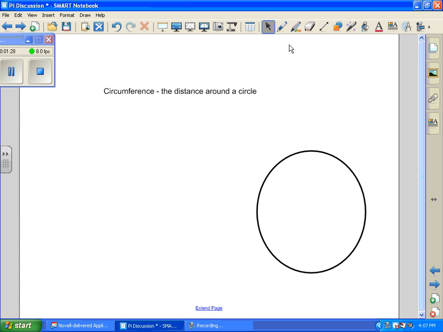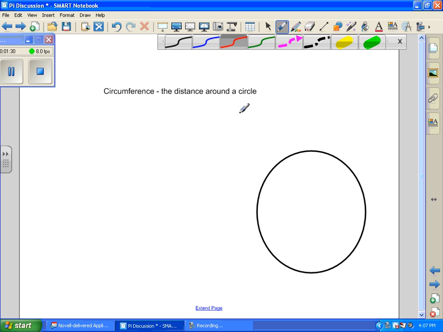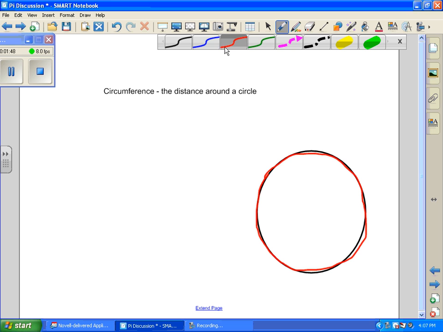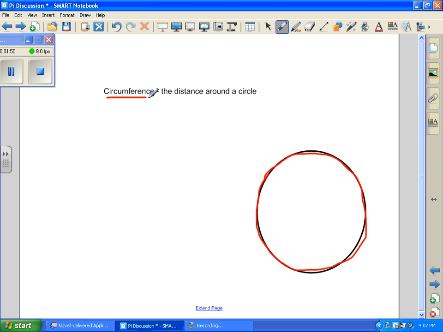So the distance around the outside edge of a circle. If I were to take a pen, and forgive me if I don't stay right on the circle, and trace around the outside edge of this circle, that would be the circumference of that circle. So the outside edge around the edge of a circle is its circumference.